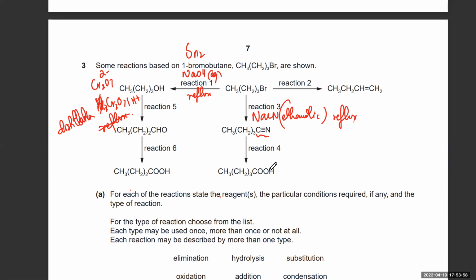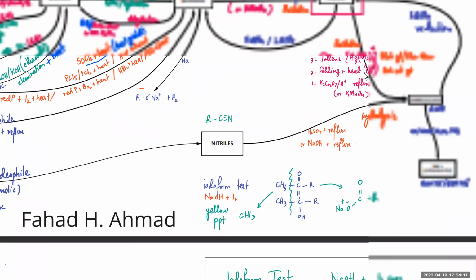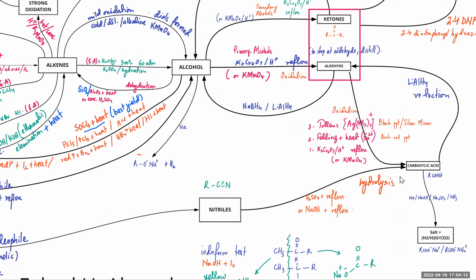How do you turn a CN into carboxylic acid? What do you do for that? Acid hydrolysis. Okay, so you're going to hydrolyze that. You're going to react it with a dilute acid, H2SO4 or HCl. So it's this part, CN turning into carboxylic acid, so H2SO4 and reflux.